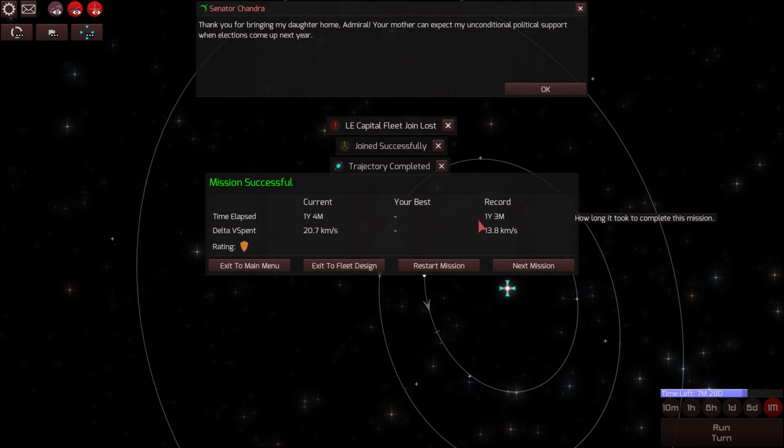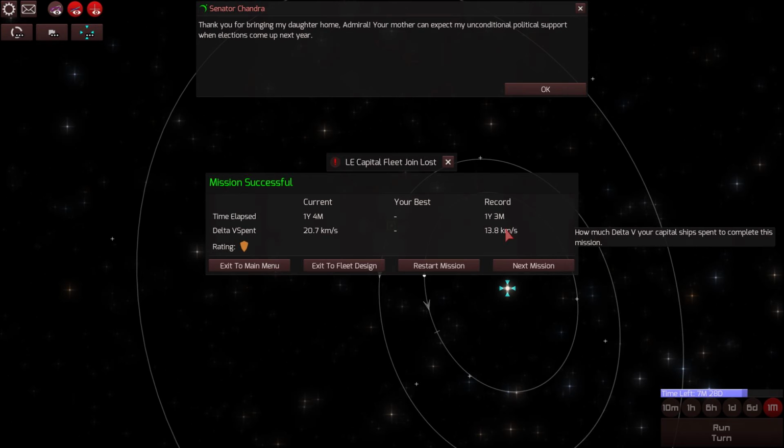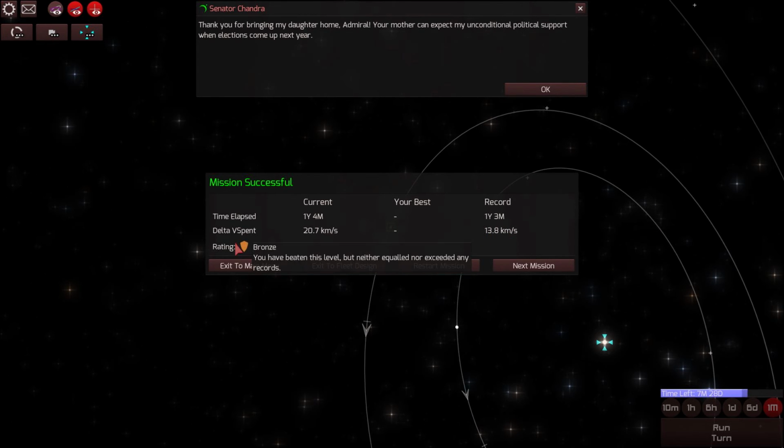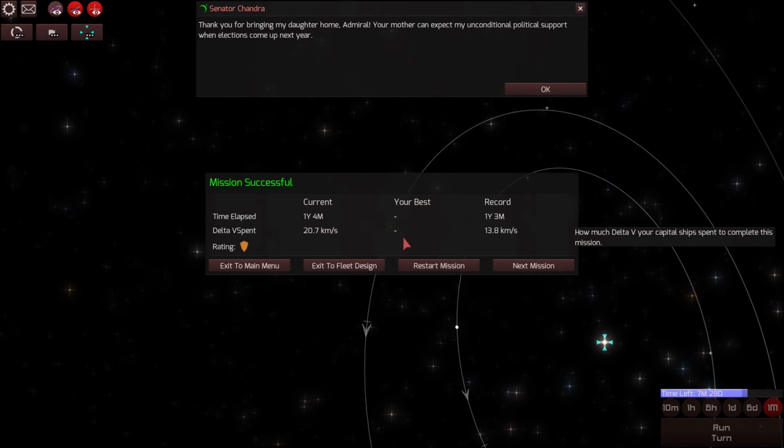1 year and 4 months. The record is 1 year and 3 months. Only 13.8 delta V. Interesting. I got a bronze rating. I will accept it. This mission was a challenge. Lots of frustration. It really built some character. Thank you for bringing my daughter home, Admiral. Your mother can expect my unconditional political support when elections come up next year.